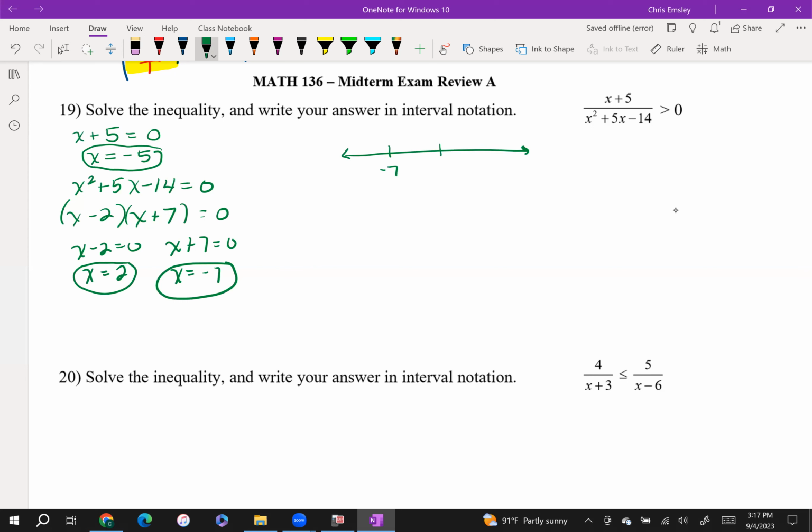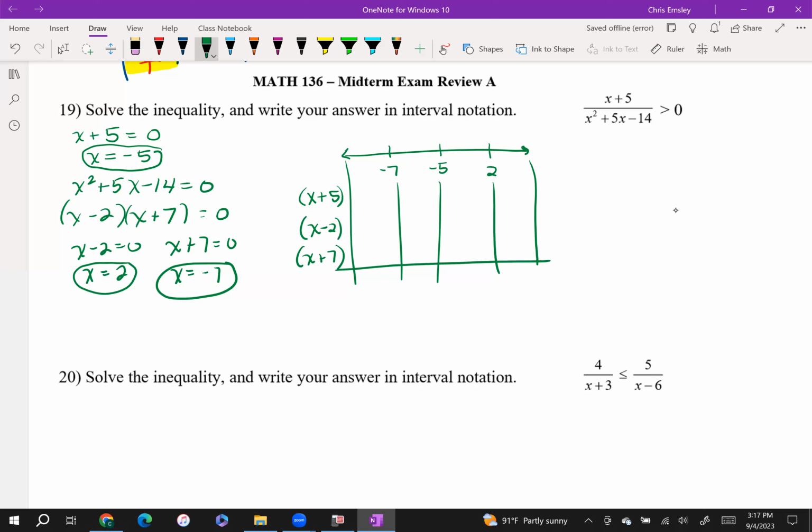Otherwise, the scaling doesn't really matter. We do just want to make sure they're in order, smallest to largest. And this time that sets us up with 4 intervals that we need to test. We need to find the sign in each of those intervals. And we'll write out the factors that make up our rational expression over here on the side.